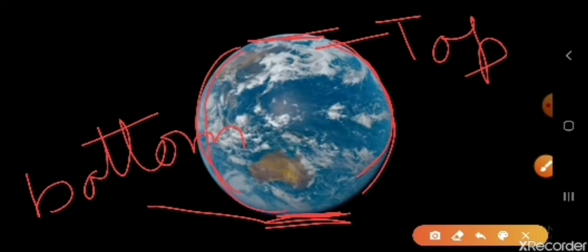So children, our earth is like a sphere and it is round from both the ends, and at top and bottom it is flat. So children, this is about the shape of the earth.